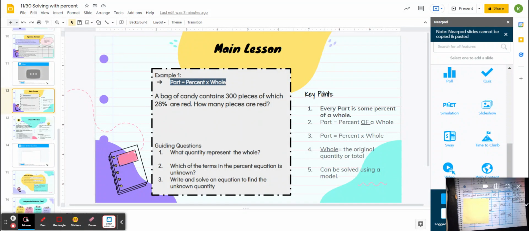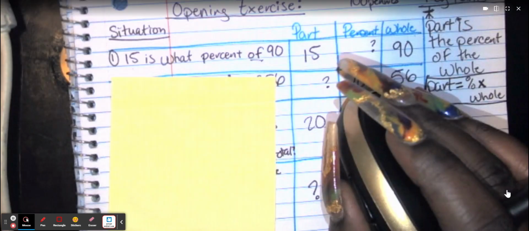So now that we have identified what is our part, our percent, and our whole in real world situations, let's actually apply this. After we apply this and go through a few examples, we're going to go back to the main lesson. So please just stick with me as I am teaching today's lesson.